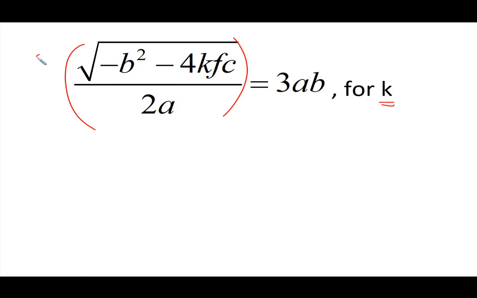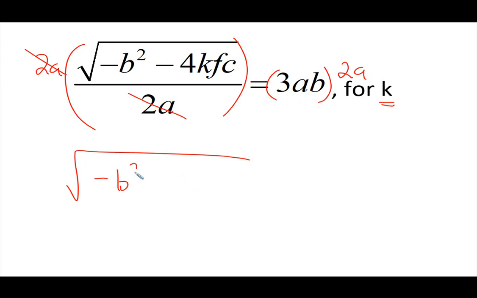So I'm going to multiply by 2a on both sides. That way, on the left side, it'll be gone, and I get the radical by itself. So I'm going to get the square root of negative b squared minus 4kfc is equal to, and then I end up with 6a squared times b.